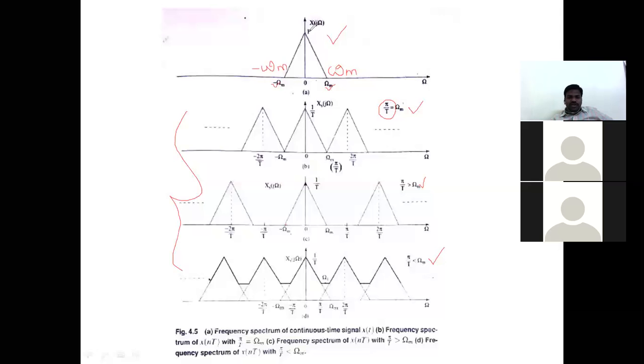So this is the original data. You should reconstruct it from the sample values. Is it possible to get the original data from this? Yes, it is possible. How? Whenever you use a low pass filter of frequency pi by T, obviously you eliminate the higher frequency components, and you will get only this data in this particular case.